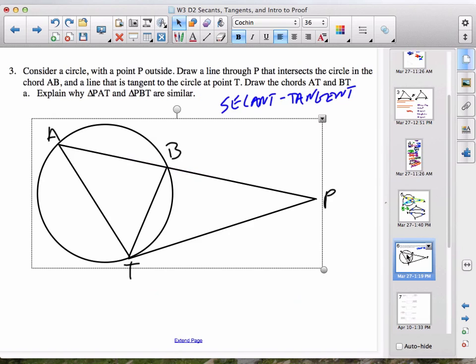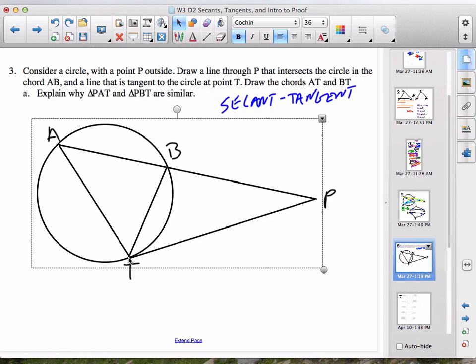So we're considering a circle. We've got a circle here with point P outside. Draw a line through P that intersects the circle in chord AB. So we've got that. And draw the chord AT, and a line that is tangent to the circle and passing through P, but it's tangent to the circle at point T.